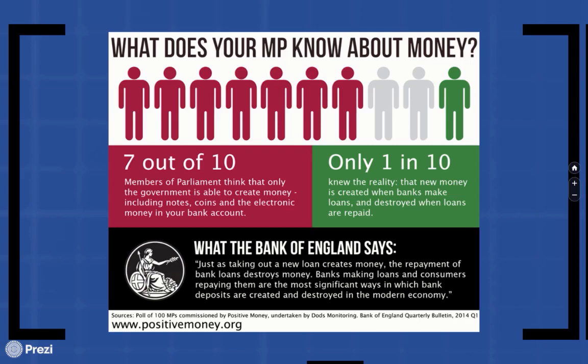And that's so funny because the very Bank of England, when you look at their official documents, says that just as taking out a new loan creates money, the repayment of bank loans destroys money. Banks making loans and consumers repaying them are the most significant ways in which bank deposits are created and destroyed in the modern economy. So the Bank of England is not even hiding it. It's saying it clear as day. Currency is created out of thin air. But even the politicians don't know that.